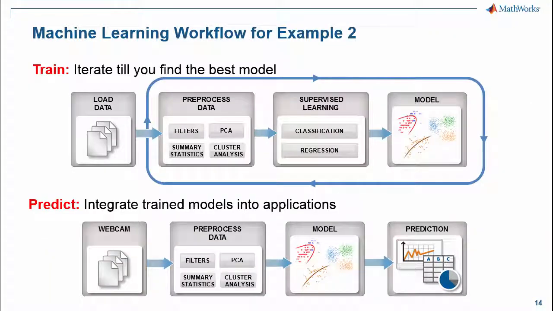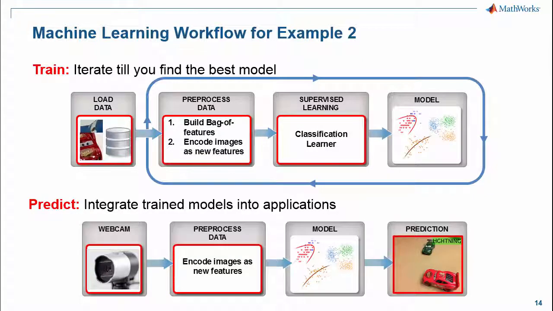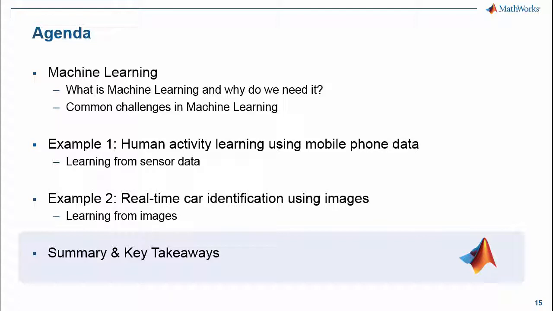Let's again summarize what we just accomplished using our familiar workflow diagram. Our inputs consisted of several labeled images on disk. We used the bag of words approach to generate new features. We then used the classification learner app to arrive at our best model. For prediction step, we obtained new data from a webcam, encoded the images and new features, and used our trained model to make real-time predictions. This brings us to the summary and key takeaways.